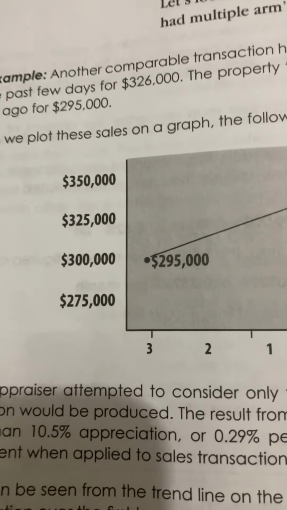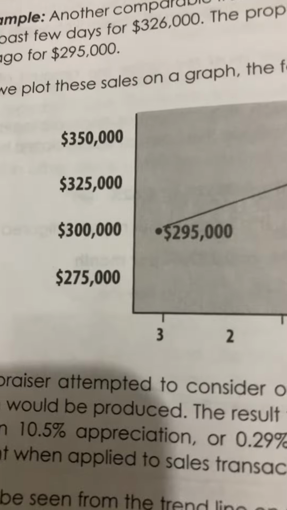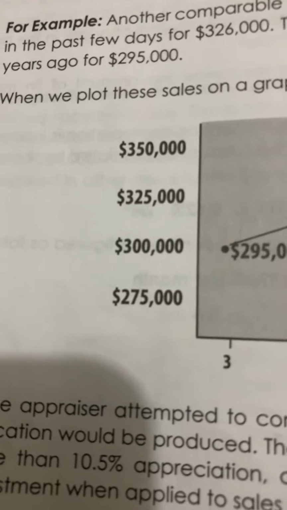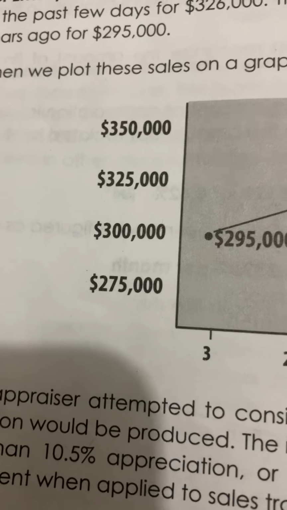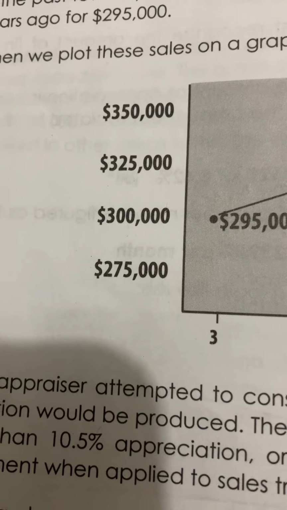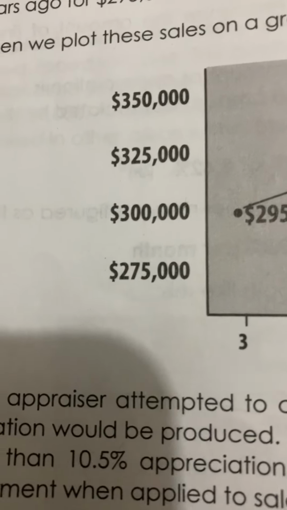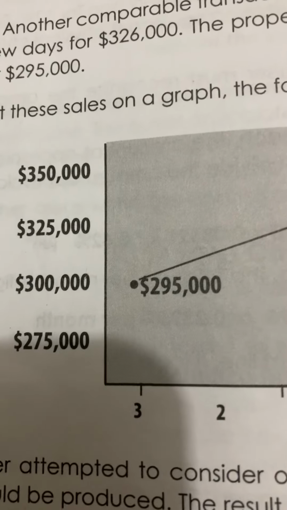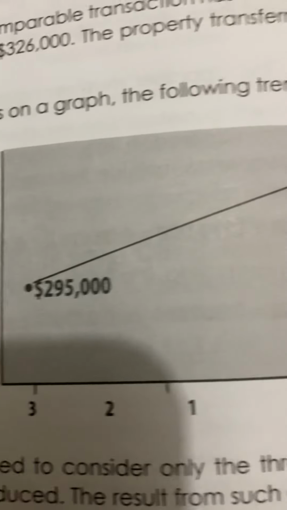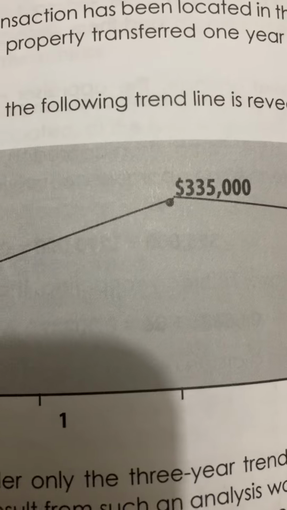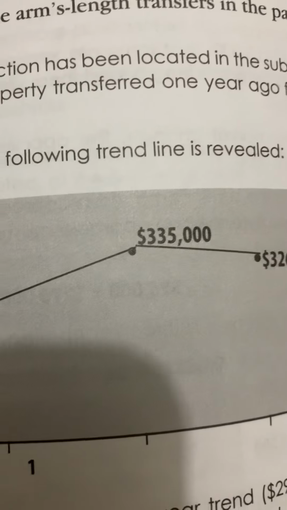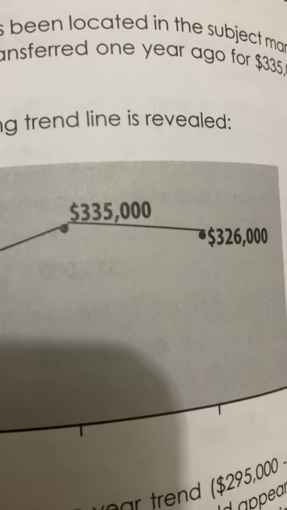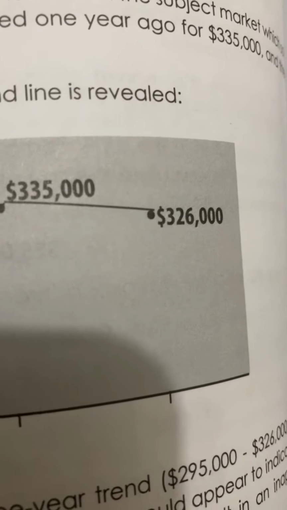Here's your graph. Here's your years. On the bottom, you have 3 years ago, 2 years ago, 1 year ago, and so forth. And then on the vertical part of the graph, it starts out at $275,000 all the way up to $350,000. 3 years ago, that comp sold for $295,000. And then it goes all the way up to $335,000. You can see the line in between it, the direct path going up. And then it came back down a bit to $326,000.